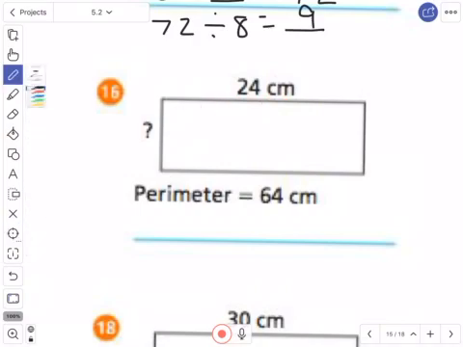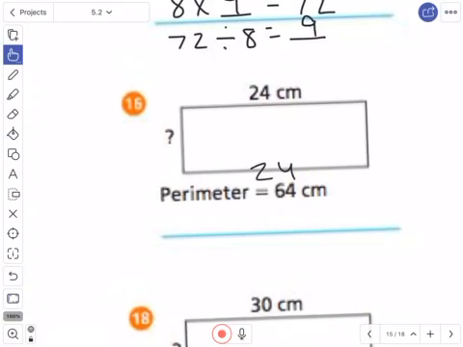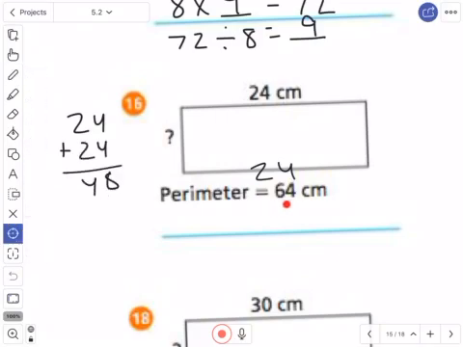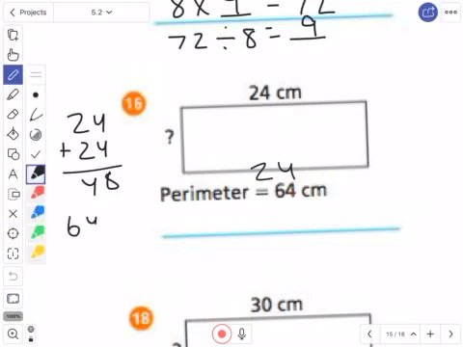So if the top is 24, the bottom is going to be 24. So I have 24 and 24, so I have to add that part first. 24 plus 24 equals 48. But I have to get up to 64, so how much more do I need? Well, I can take 64 minus 48. Okay, 4 minus 8. I can't do that, so I'm going to borrow. 14 minus 8 is 6. Oh, and 5 minus 4 is 1. So 16, I need 16 more.